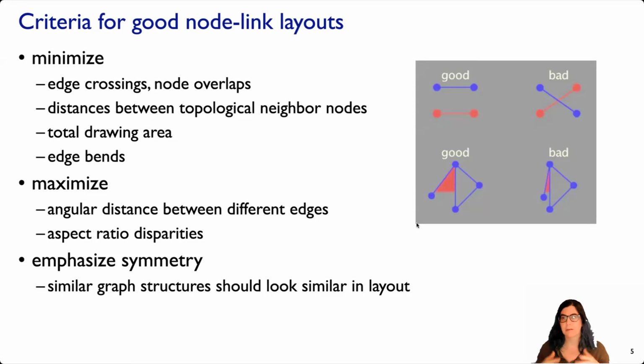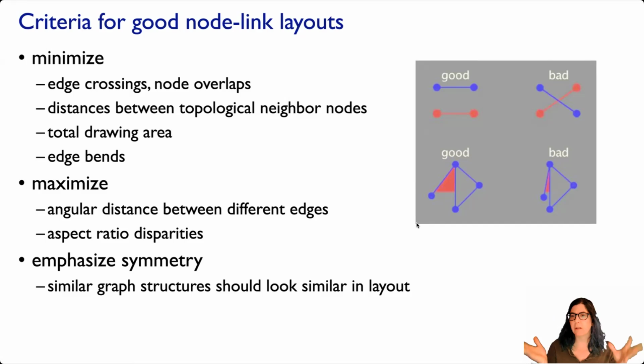Now this gets complicated, as we'll see. You often want to minimize the total drawing area. If you do allow bends of edges, you want to try to minimize those. There are things we want to maximize too. You might want to maximize the angular distance between different edges, because if they're too close to each other, it can get hard to follow the path through the graph. It's hard to tell, is that line on top of the other line or not? So maximizing that angular distance can actually make it easier to read.